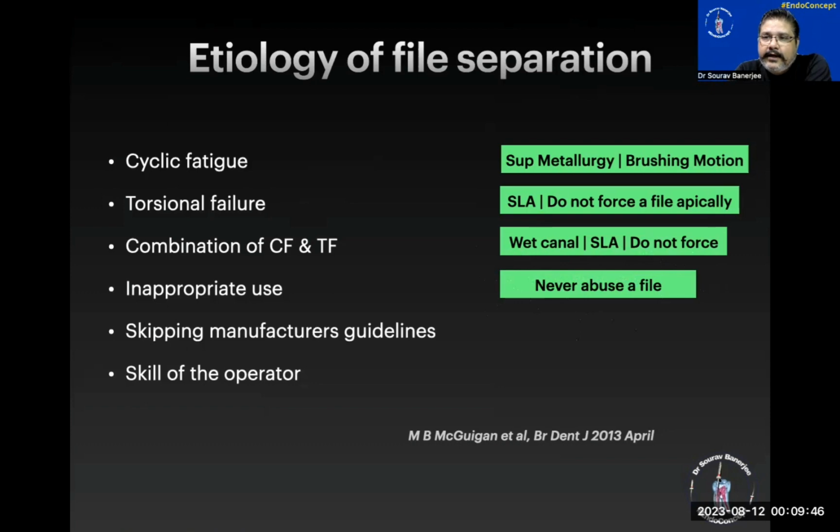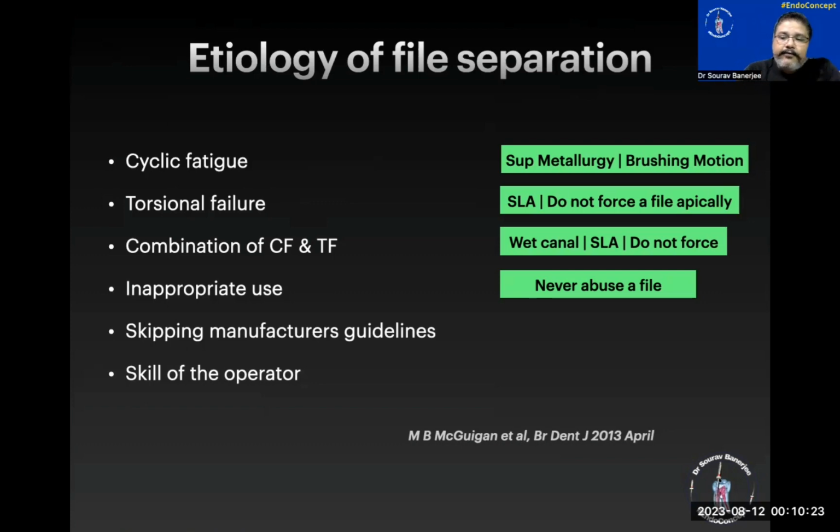Inappropriate use: we should think of never abusing a file. So how should we avoid abusing a file? The thumb rule is that you should always check the file whenever you take it out from the canal. You should check the flutes for any deformity. You should never force a file inside apically. That is the second thing to prevent abuse. And finally, you should never let the file work in a dry canal. That is one more thing we should always keep in mind so that we don't abuse a file.